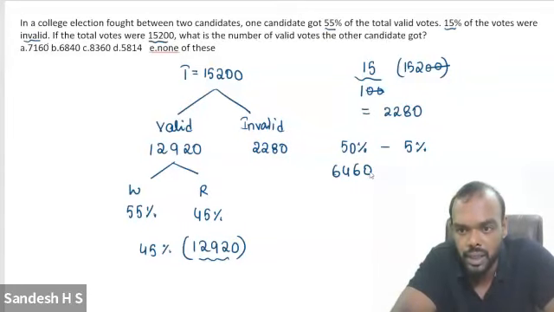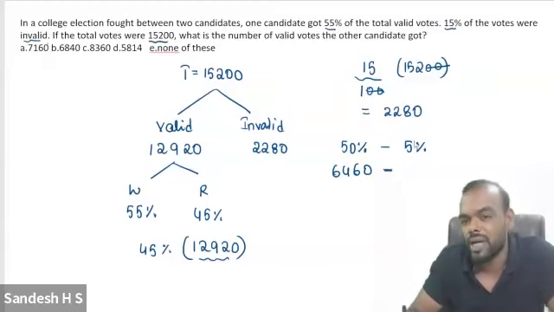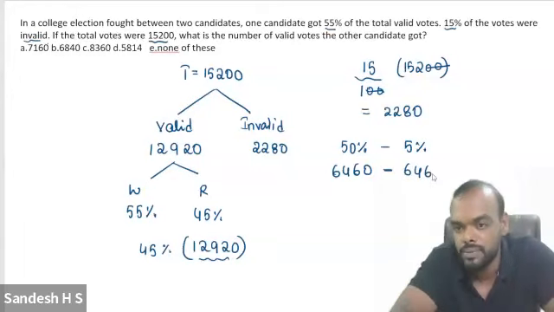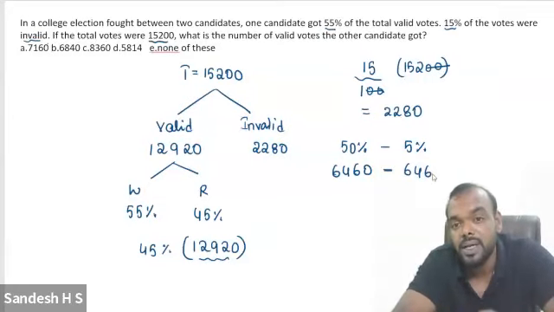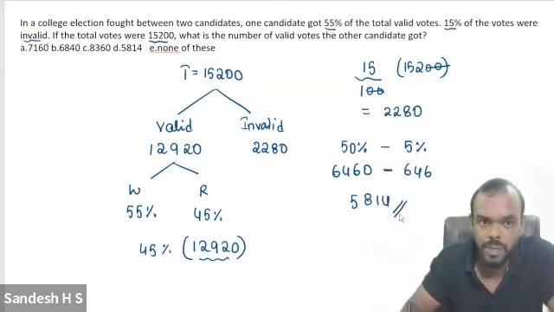Harsha, check it out. It is not 460. 5% will be how much? If you want to convert 50% to 5%, divide it by 10. You'll get 646. That's all. You already have 50% with you. 6460. To convert it into 5%, divide that 50% by 10. That will become 5%. Now subtract 646 from 6460. What do I get? 5814 is my answer. The other candidate got 5814. This should be the answer.